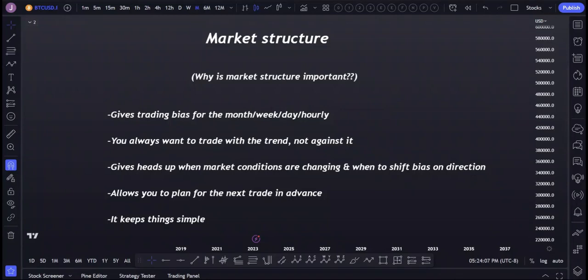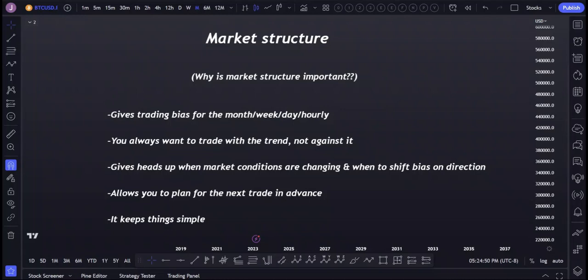So why is market structure important? It's important because it gives you a trading bias for the month, week, the day, and the hourly time frames. When you approach your chart every single day, you're starting with a blank chart, empty space, and you're starting off by marking your horizontal support and resistance. You're identifying your order blocks, and then the third thing you want to do is identify the market structure, because it's going to tell you in whatever direction the trend is currently in, that's the direction that you want to be trading with. If it's an uptrend, you want to be looking for longs. If it's in a downtrend, you want to be looking for shorts. And of course, if it's just in a range, then you can trade it both ways within that range.